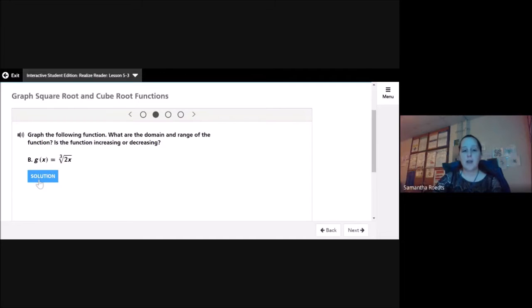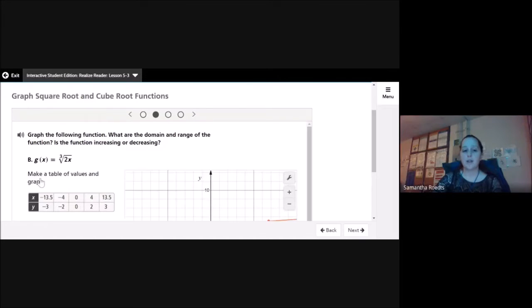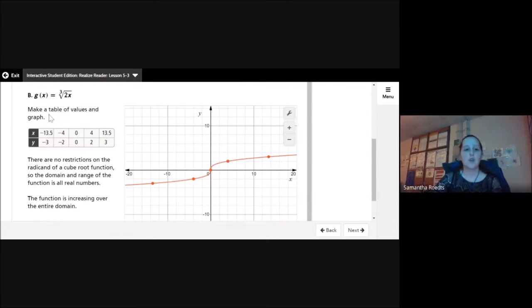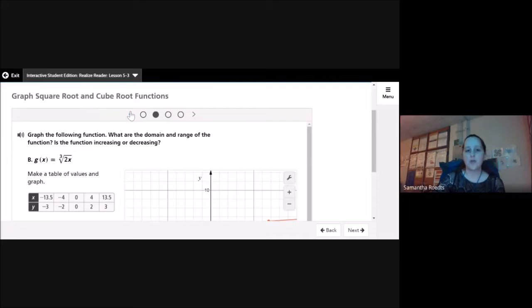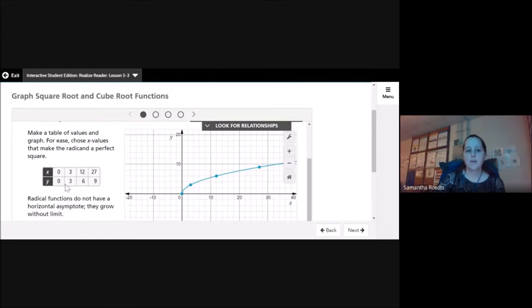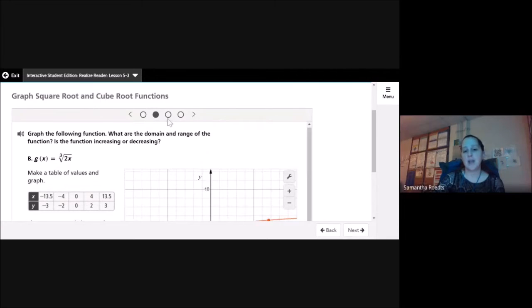I want to graph g of x equals the cube root of 2x. So I make a table of values and graph. There are no restrictions on a radicand of a cube root function, so the domain and range of the function is all real numbers. The function is increasing over the entire domain. So for a square root, only positives. For cube roots, you can have positives and negatives.